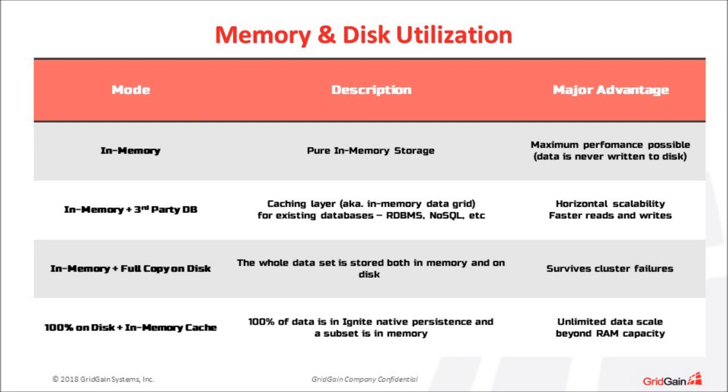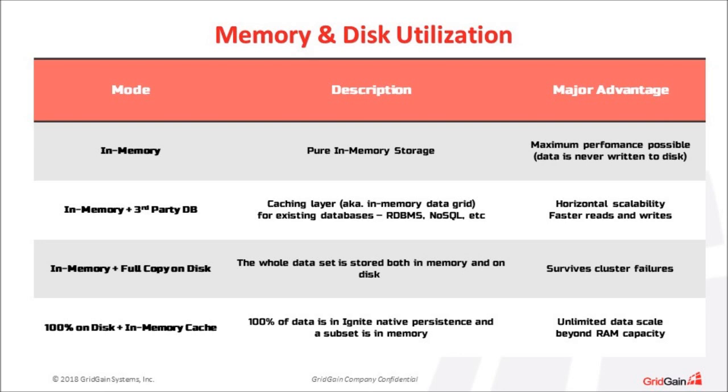Now, in-memory plus a full copy on disk. This is mainly for in-memory database use cases, and some in-memory data grids will have it. Essentially, disk is used as a backup of memory to support cluster restarts. If your full cluster crashes, you're able to reload it from disk.